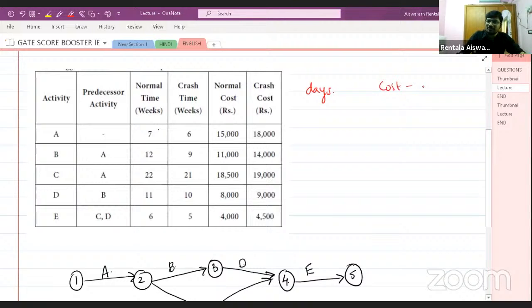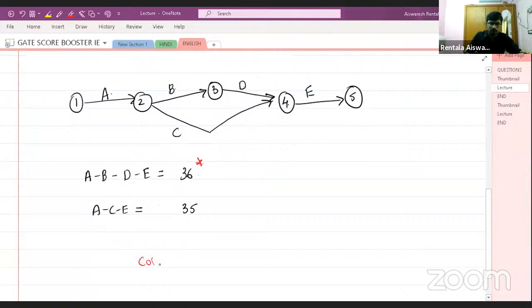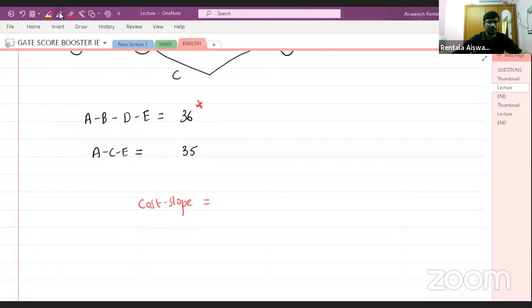So you have to calculate these two parameters. One is the number of days which you can crash a particular activity, and the second thing is cost slope. So what is cost slope value? Cost slope is the additional cost incurred per day to reduce the duration of any activity. For calculating cost slope, you have a formula. So let me write that formula. Crash cost minus normal cost divided by normal time minus crash time.